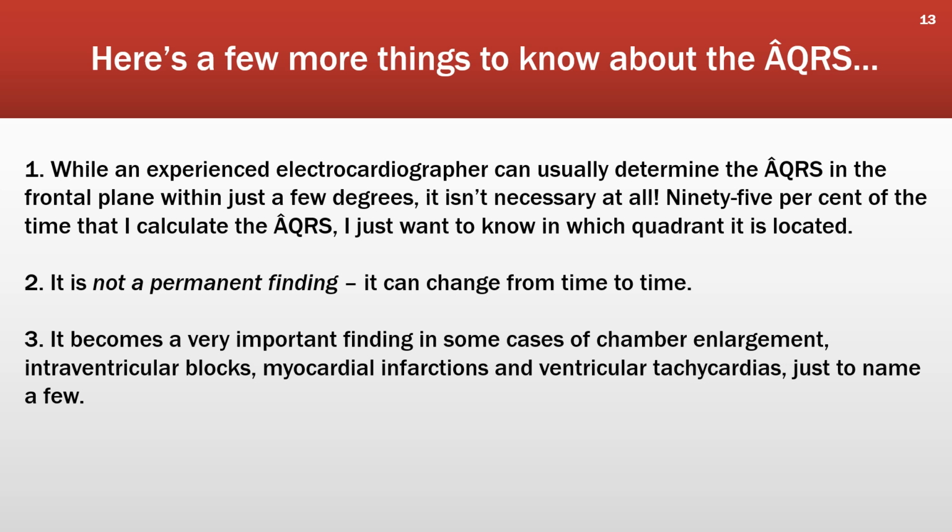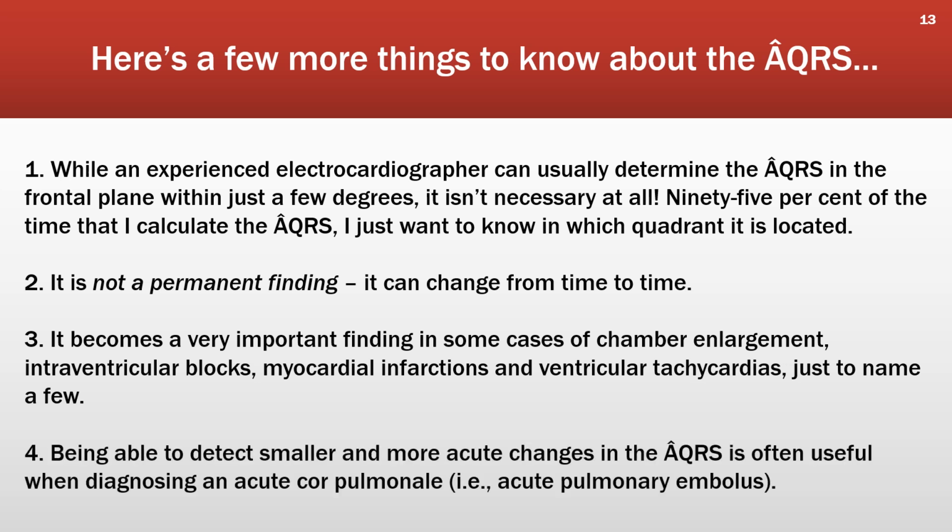It becomes very important, however, in some cases of chamber enlargement, intraventricular blocks, myocardial infarctions, and ventricular tachycardias, just to name a few. Being able to detect smaller and more acute changes in the mean QRS axis in the frontal plane is often useful when diagnosing an acute cor pulmonale, that is, acute pulmonary embolus.